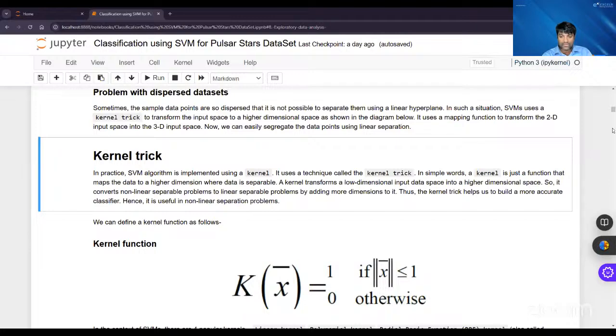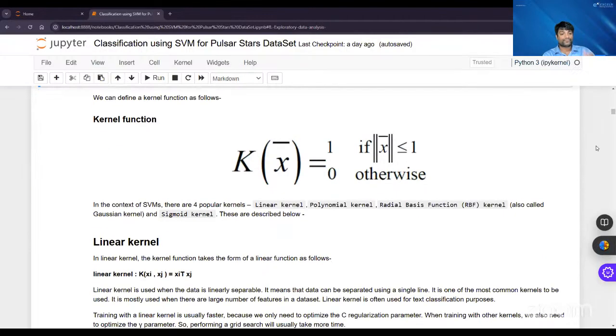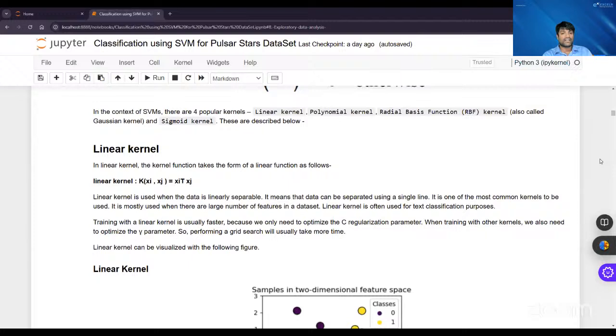Now let us go forward and understand even more what types of kernels we have inside the SVM. The first important one is the linear kernel. Then we have the polynomial kernel. Then we have the RBF, which is the radial basis function.